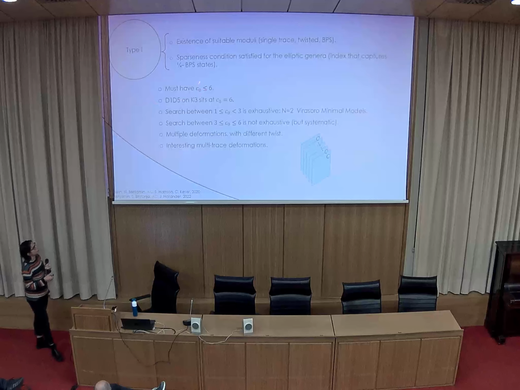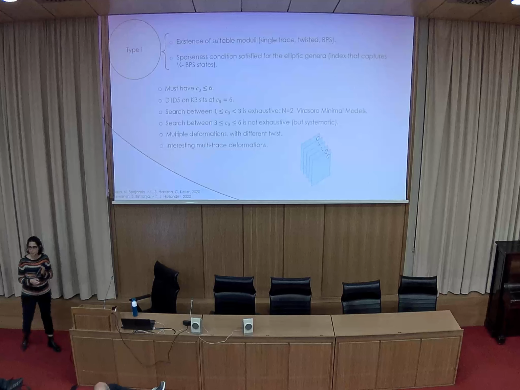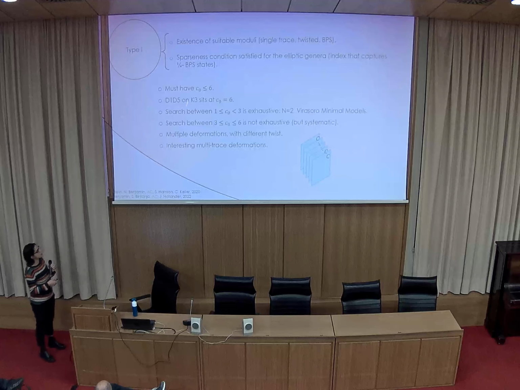So what are the characteristics of this type 1? Well, the central charge of the seed always has to be less than or equal to 6. And guess what? The case of D1-D5 on K3, it's equal to 6. So when you were doing string theory, you're just at the edge, which is interesting. If the central charge is bigger than 6, then you're in the red zone automatically. So there's nothing else to discuss.